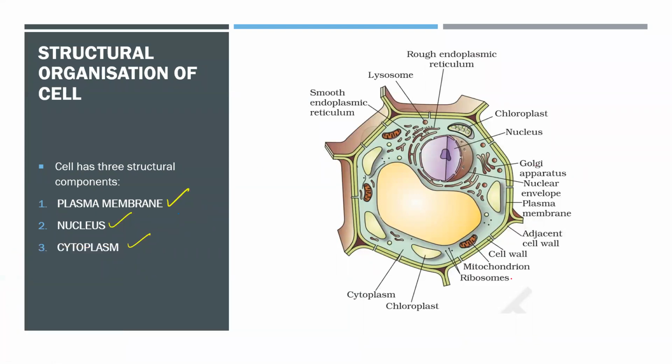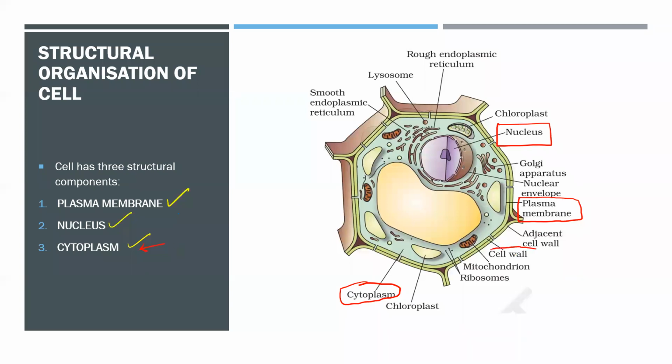As you can see in the diagram, here we are having the plasma membrane, then the nucleus, and then the cytoplasm. So three components are here. All the types of cell organelles like ribosome, mitochondria, Golgi apparatus, everything, are contained inside the cytoplasm. Where are they? In the cytoplasm.